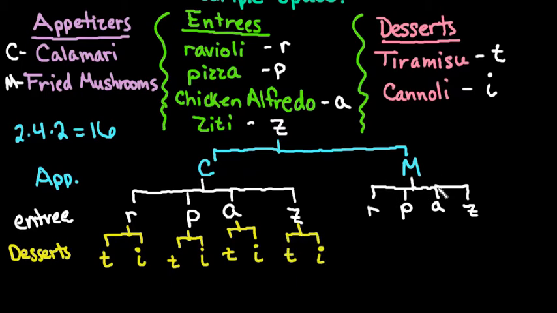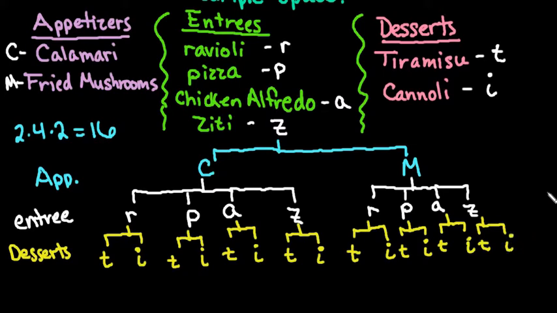The same thing for the fried mushrooms. If I ordered them first, then I can get the mushrooms with the ravioli and the tiramisu, or the mushrooms with the ravioli and the cannoli. We could get the mushrooms with the pizza and the tiramisu, or the mushrooms with the pizza and the cannoli, the mushrooms with the Alfredo and the tiramisu, or the mushrooms with the Alfredo and the cannoli. And for our last choice, I can get the mushrooms with the ziti and the tiramisu, or the mushrooms with the ziti and the cannoli.